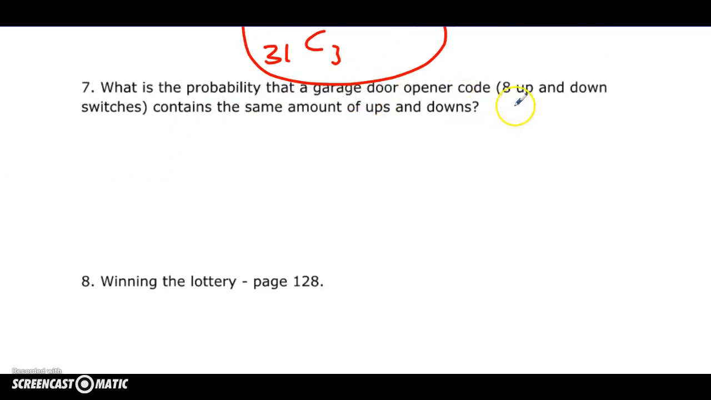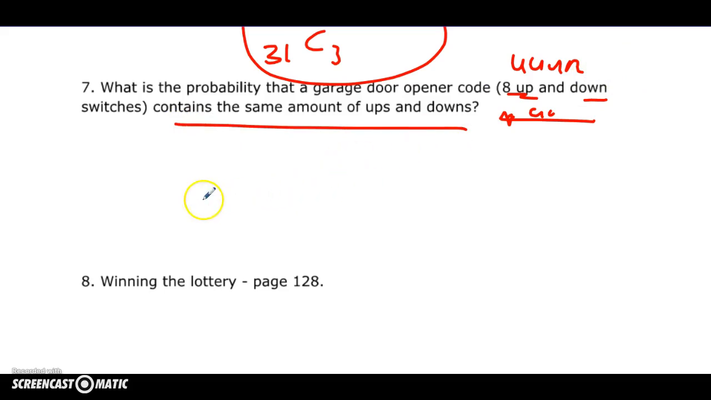What's the probability that a garage door opener? Okay, remember garage door opener codes? They're up and down. You have switches that are up and down. So you have up, up, and we treat this like a word, right? Up, up, up, down, down, etc. Using these. Contain the same amount of ups and downs. Okay, that's a great question.